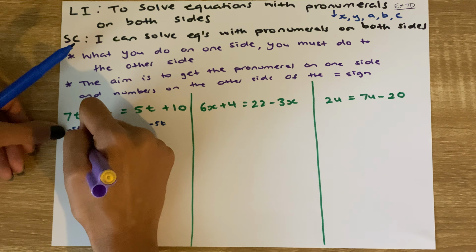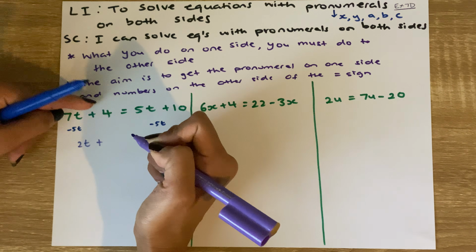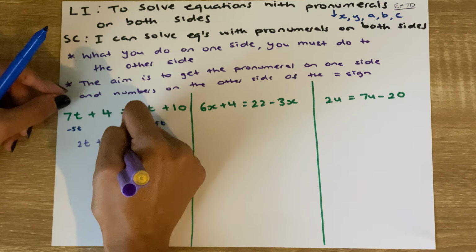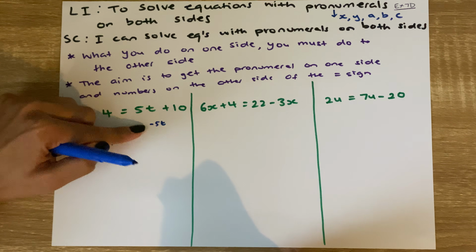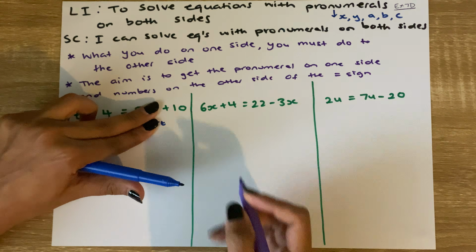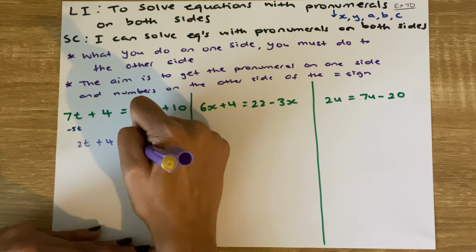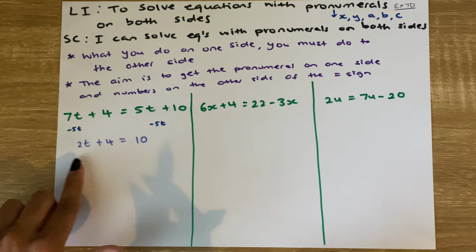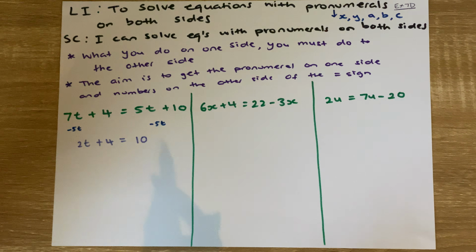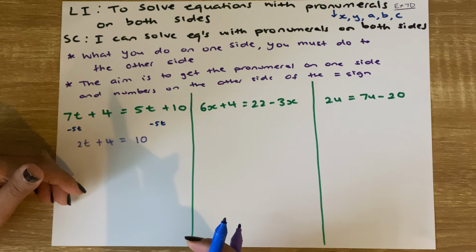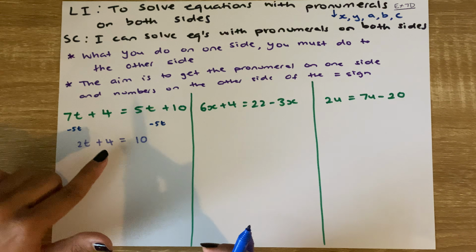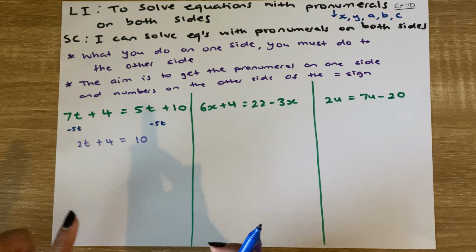Okay, so I'm left with 2t plus 4, okay, equals 5t take away 5t. They cancel out, so that's no longer there. I'm left with a 10. And what you're going to see is this now looks exactly like the kind of questions that were in my last video, okay? So then we're following the exact same process.